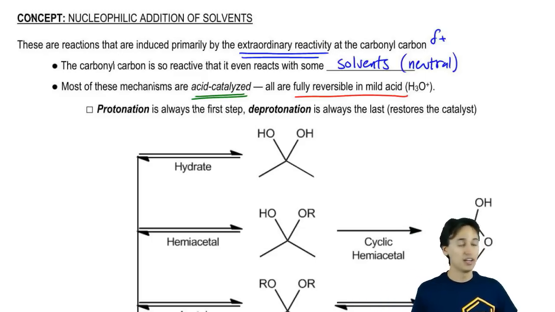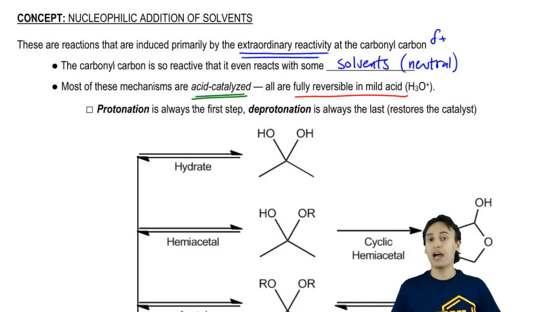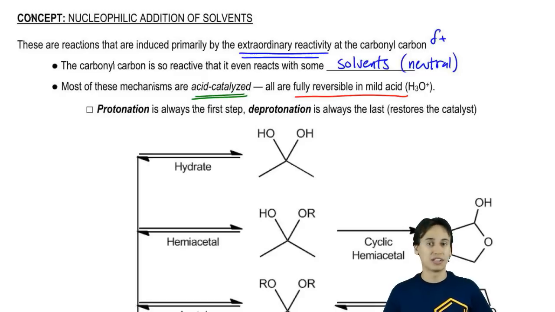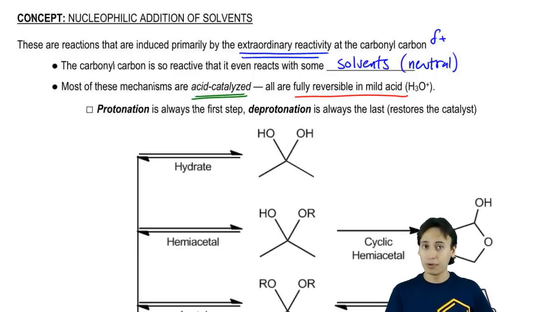Due to the fact that these mechanisms are mostly acid catalyzed, whenever you have an acid catalyzed mechanism, then by definition, protonation should be your first step, and deprotonation to regenerate the catalyst should be your last. So when you're looking at these daunting mechanisms, some of them are going to be like 12-step mechanisms, but at least you should know where to start. You should always think, I should protonate before I do anything else, because it's an acid catalyzed mechanism.